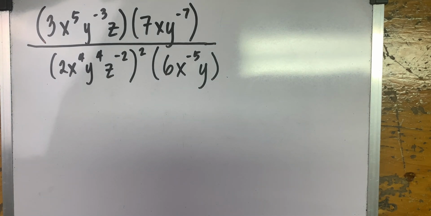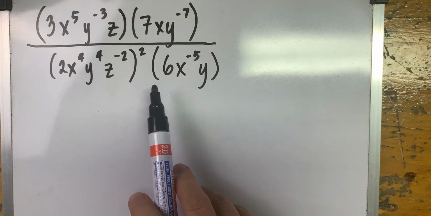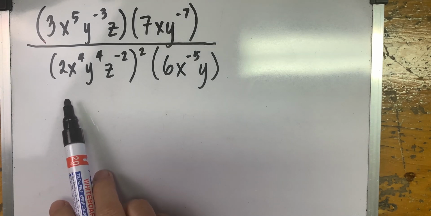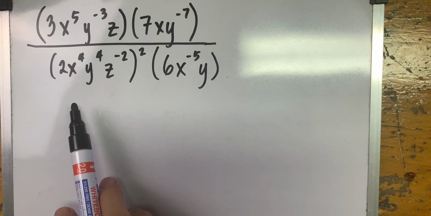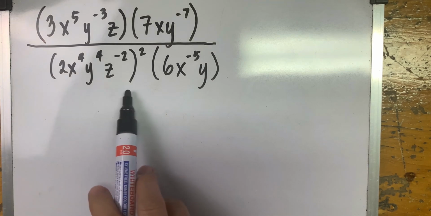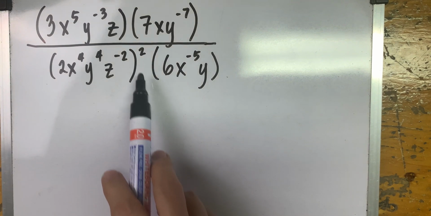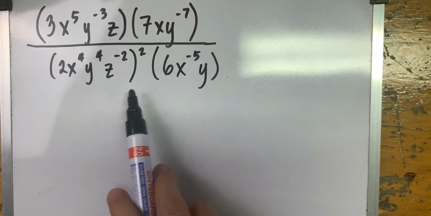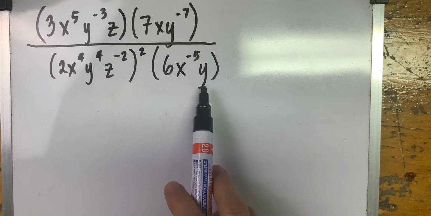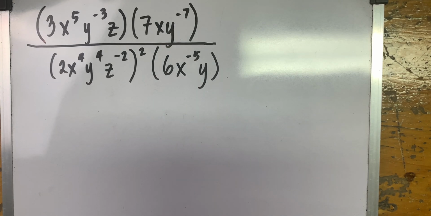fifth power y negative 3 times z. This whole quantity multiplied by 7x y to the negative 7 divided by the quantity of 2x to the fourth y to the fourth z negative 2. Itong whole quantity nito raised to 2. At ito ay multiply natin sa 6x to the negative 5y. Okay, so paano gagawin natin dito?